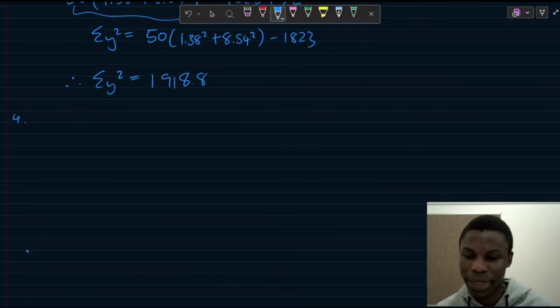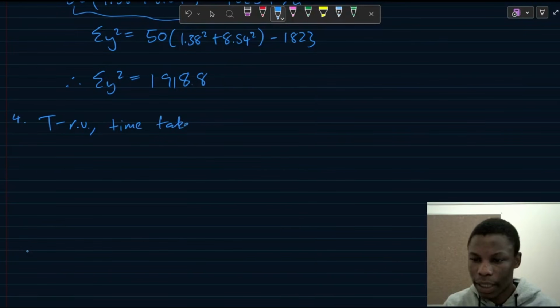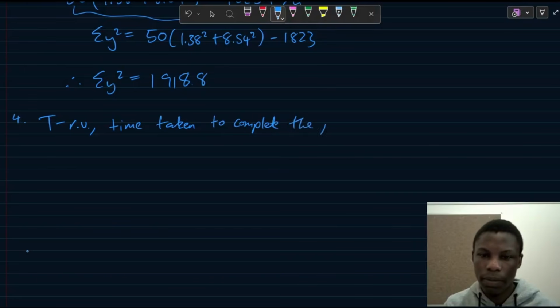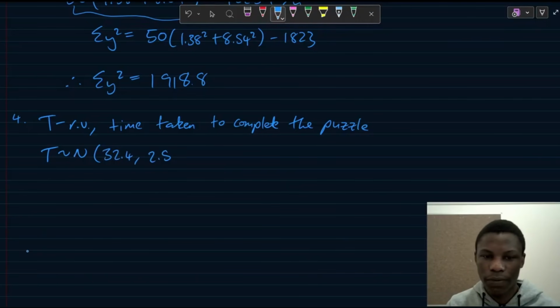Part A says how many competitors would you expect to have times within 1.2 minutes of the mean time? Okay, before we get there, let's digest what's going on. Going to define a random variable t. Let t be the random variable that's tracking time taken to complete the puzzle. And we know that this time follows a normal distribution with mean 32.4 and standard deviation 2.5, so variance is 2.5 squared.